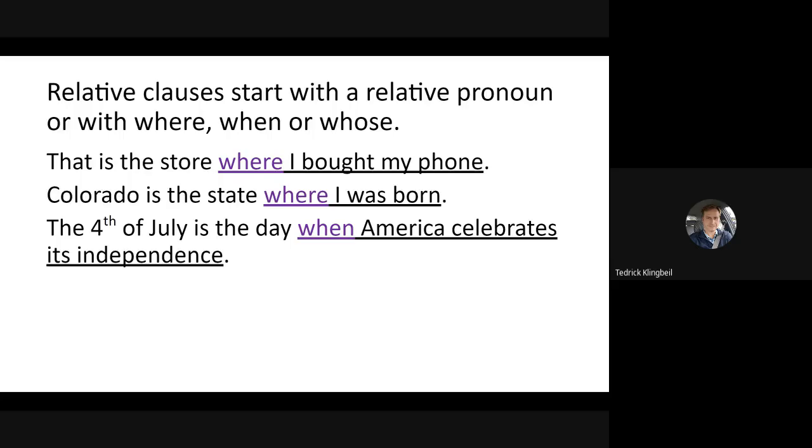Now, before we go too much further, let's stop and do a little bit of practice. I don't want you just sitting there listening to me. See if you can practice these a bit. Let me help you a bit. The first one, that is the store where I bought my phone. Instead of phone, why don't you substitute and say iPad? Go ahead, say it. Okay, that is the store where I bought my iPad. Good. Okay, so rather than store, why don't you say mall? Go ahead.